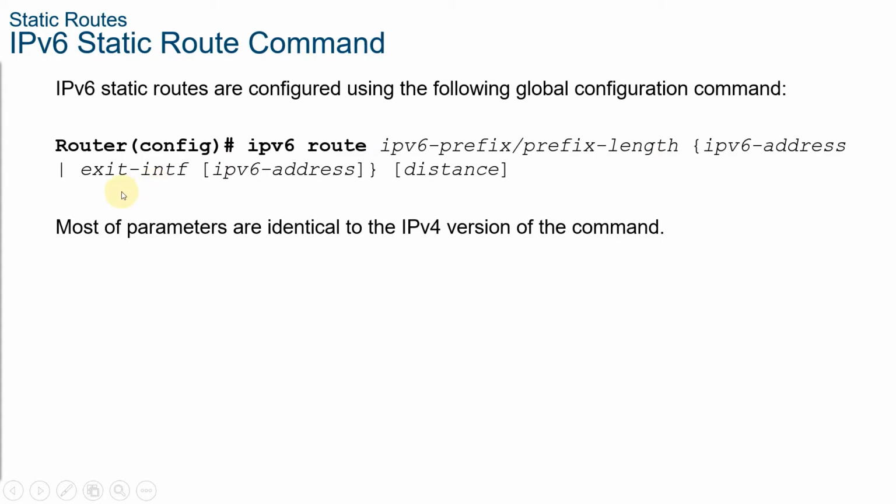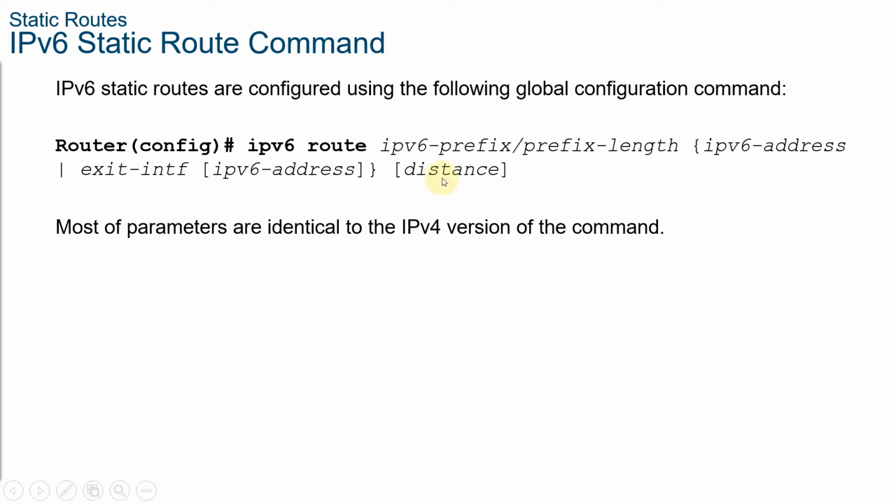You also have the exit interface here. It identifies the exit interface to forward packets, and it creates a directly connected static route. Typically, this is used in a point-to-point configuration. You also have the exit interface and IPv6 address. It creates a fully specified static route because it specifies the exit interface and the next hop IPv6 address.